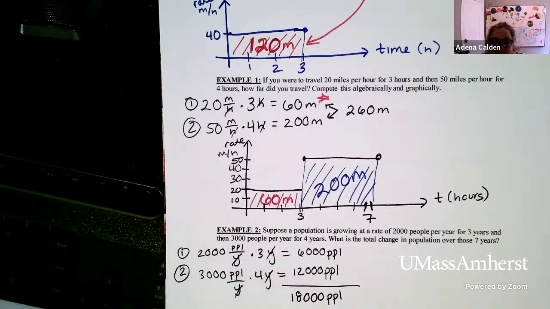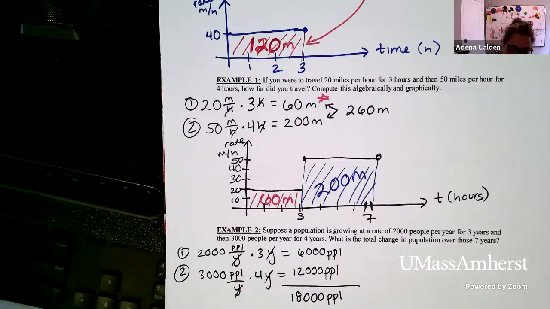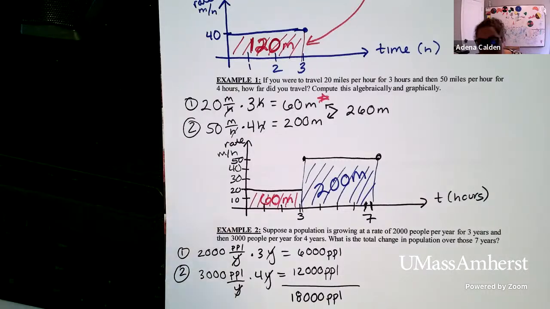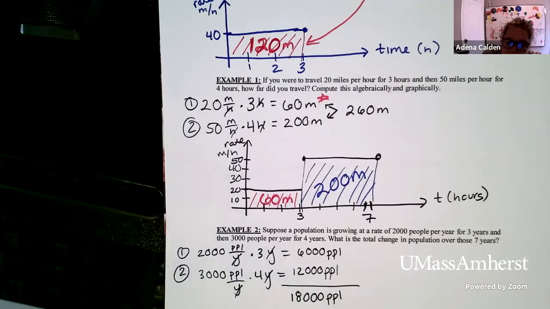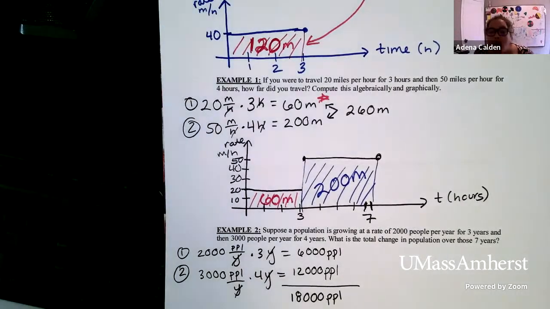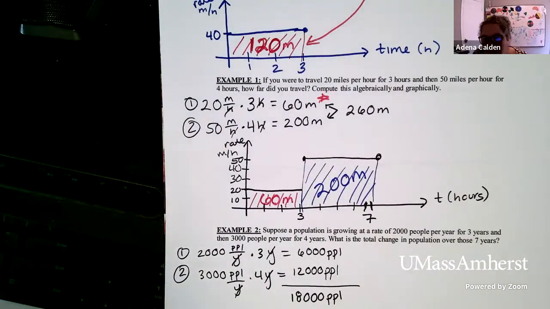Okay. Later on, we will add in things like the original size of the population, and then we will be able to talk more about those changes. But for right now, we are learning how to figure out how much something changes, which is different than the actual value at a point in time.